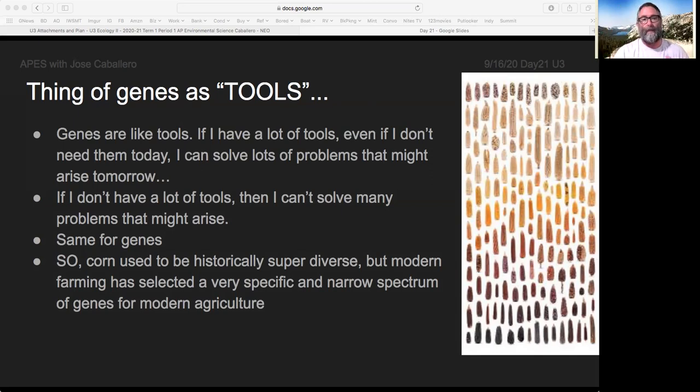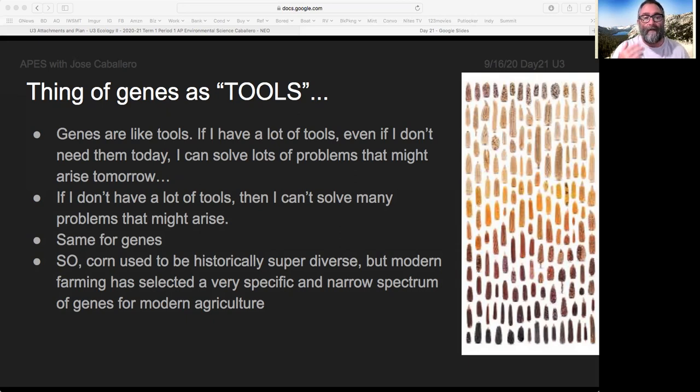Genes are like tools. They help you solve problems that might arise tomorrow. And so you and I have a bunch of genes that aren't particularly useful today, but if a new disease arises tomorrow, your absence of nose hairs might be a bummer, and my gnarly nose hairs would keep me safe with this new disease. Who knows? Ignoring the nose hairs, the point is that genetic diversity is like a box of tools.